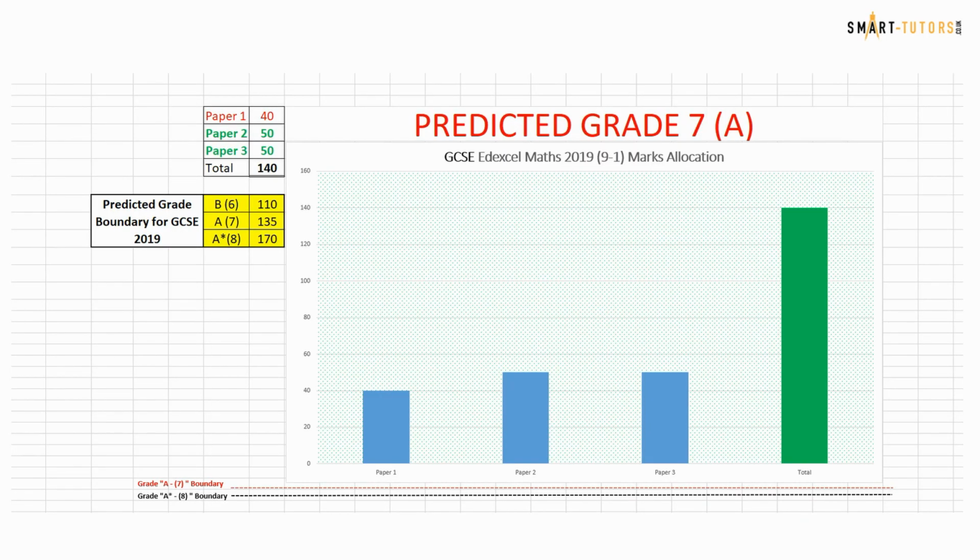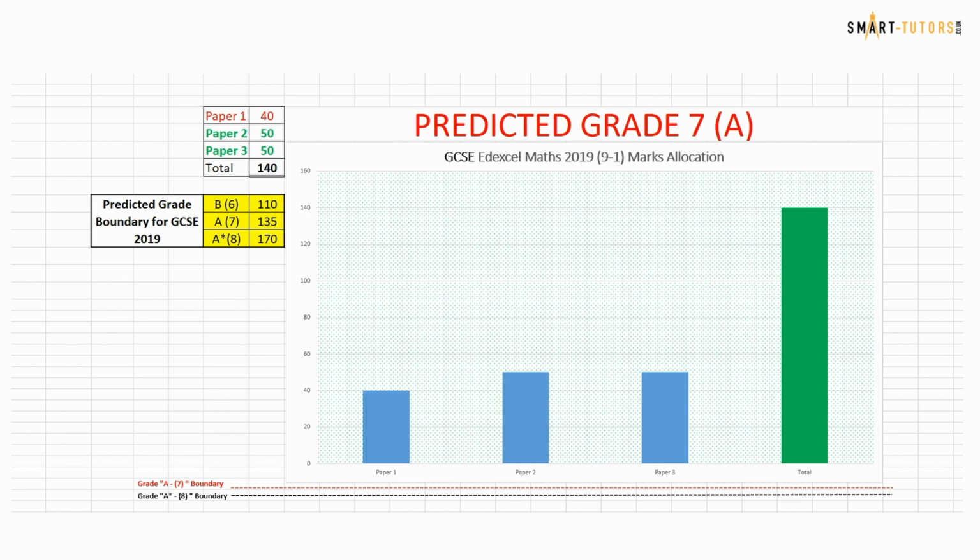Hello everyone. Before we start these questions, let's look at this chart. Our predicted grade boundaries for the maths GCSE. For the B grade, level 6, 110 marks. For A grade, level 7, 135. For A star, level 8, 170. Which means you already completed one paper and that is out of 80 marks.